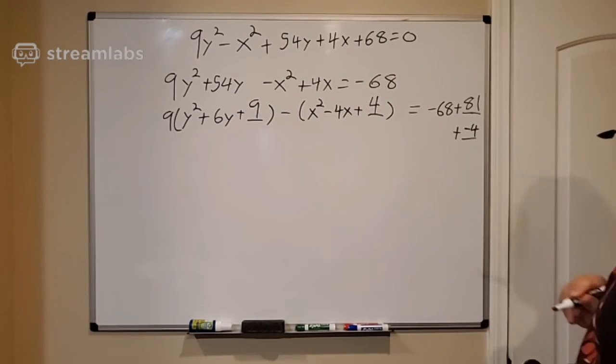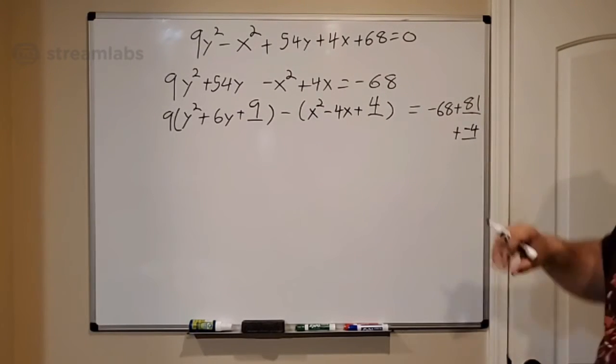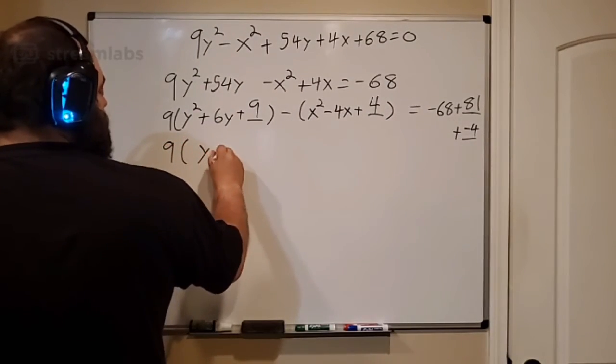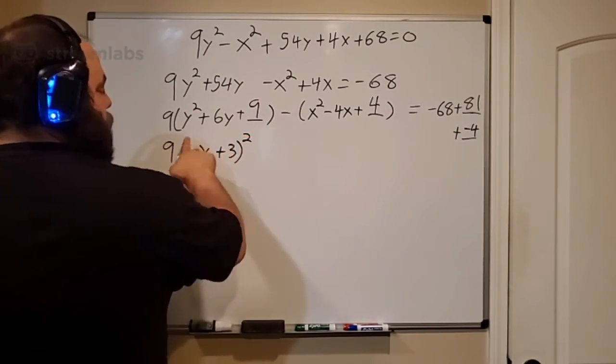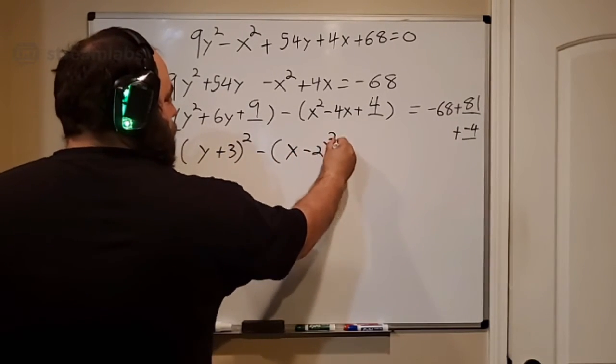Okay, at that point we can go ahead and do our factoring and simplifying on this side over here. So we get 9. Hopefully everybody remembers this will factor into 9 plus 3 squared, and that will be x minus 2 squared. Was that 72? So equals 9.